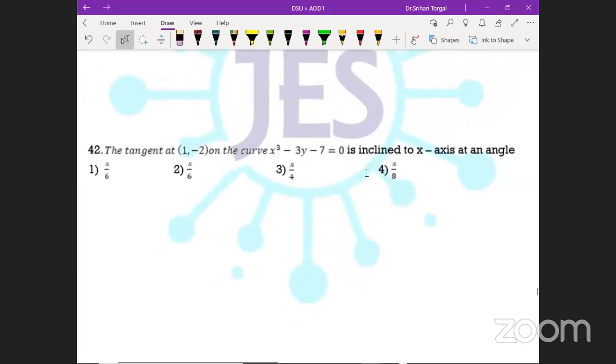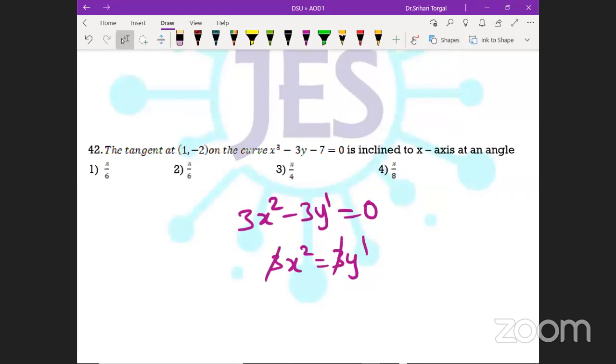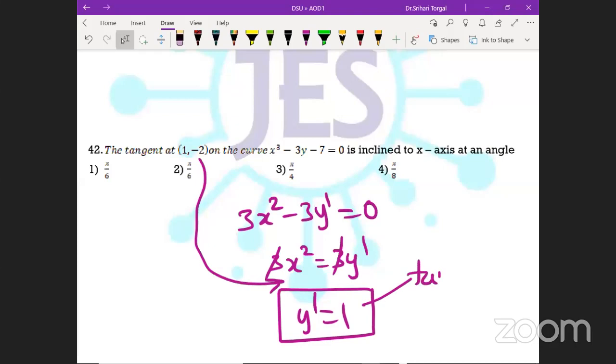The tangent at (1, minus 2) on the curve is inclined to the x-axis at an angle. First, you calculate the derivative. What is that? 3x square, excluding differentiation, minus 3 into y dash is equal to 0. 3x square is equal to 3y dash. 3 cancel. Now you have to replace this x by 1. y dash is 1. So tan theta is 1. When tan theta is 1, then it is equal to pi by 4, right? Option 3 is the right answer.